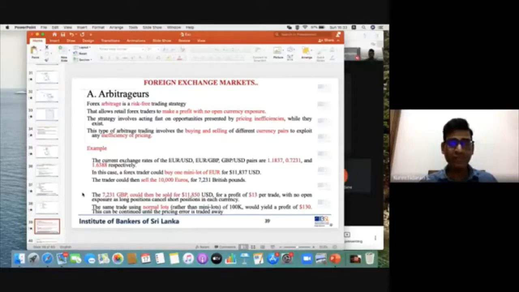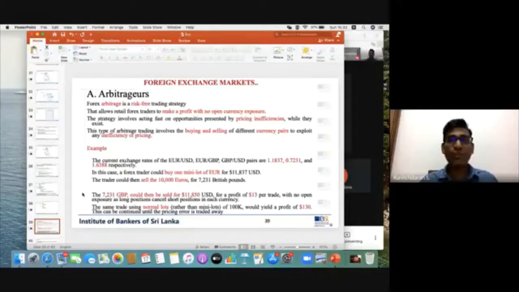Both ways, you are exposed. If you have foreign currency assets, if you buy and keep them with you, that's an asset, and we call it a long position. You are holding dollars, and when the exchange rate fluctuates, you may lose.